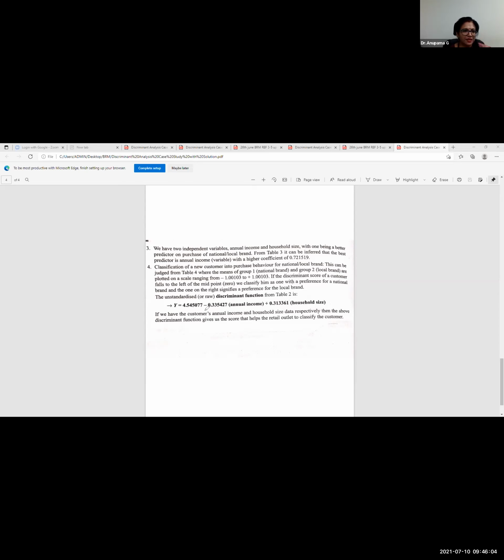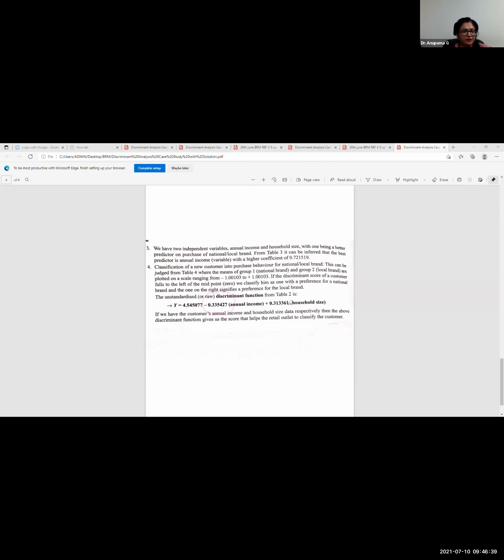Y is equal to A plus K1 x1 plus K2 x2. In this case, what are you seeing? Y is equal to A, but instead of plus, there is a minus sign, right? Which is the K1 here? Minus 0.33. Yes, thank you very much, Anita. K1 is a coefficient for the X1. In this case, X1 is annual income. The K1 coefficient is minus 0.33, what she said.